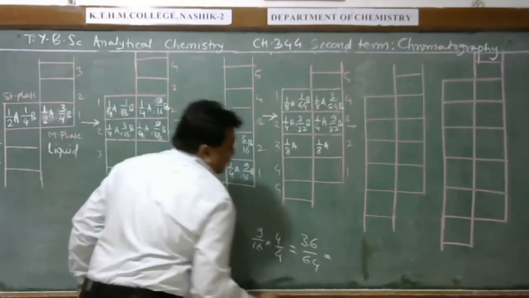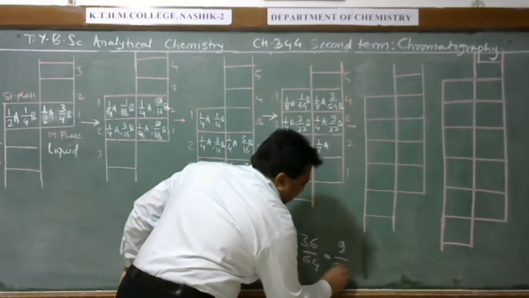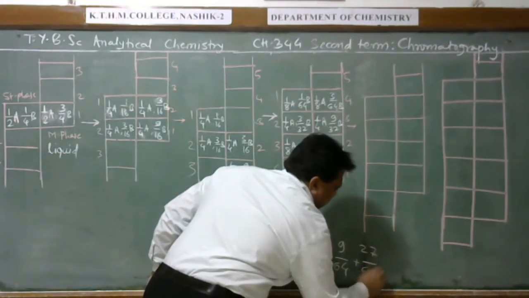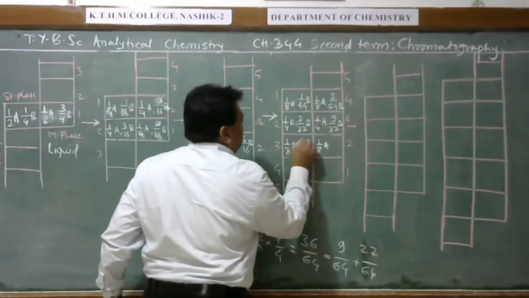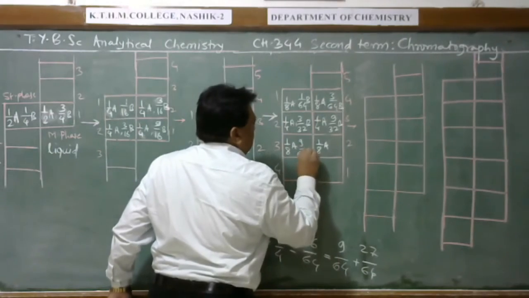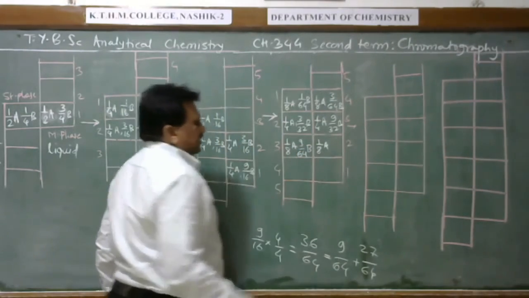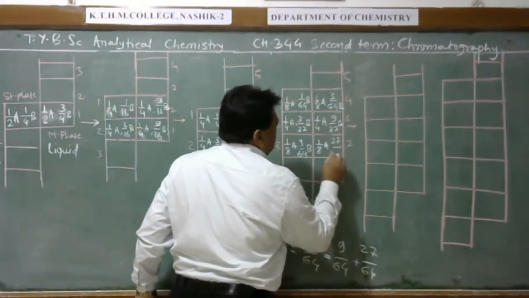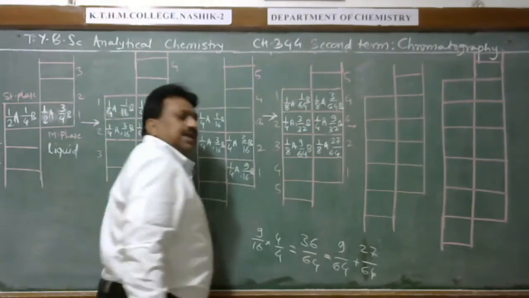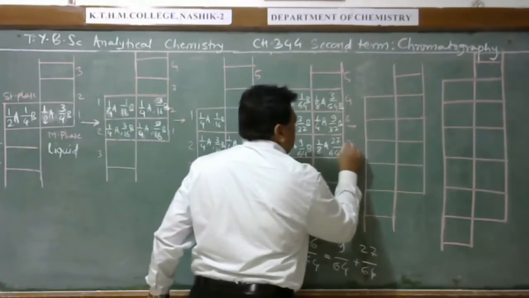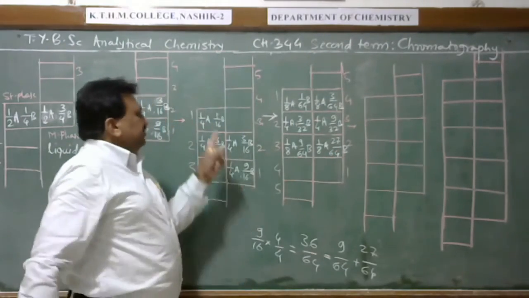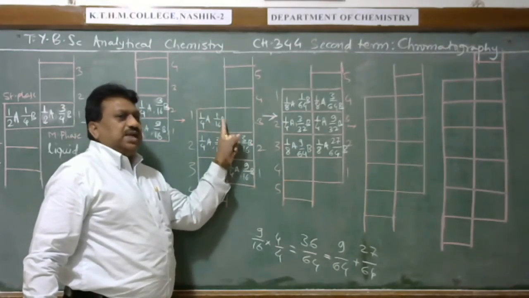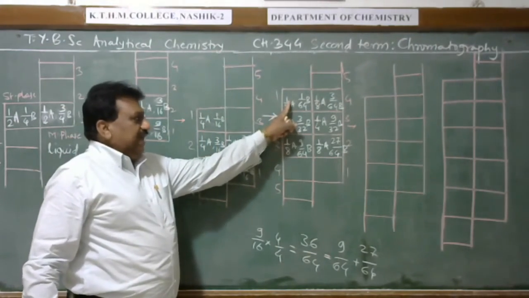64, means 9 divided by 64 plus 27 divided by 64. Therefore 9/64 will remain in the stationary phase while 27/64 will be given in the mobile phase. In this way this distribution will be taking place, 1/2 A and 1/2 A.